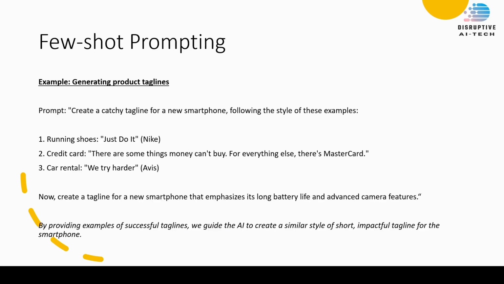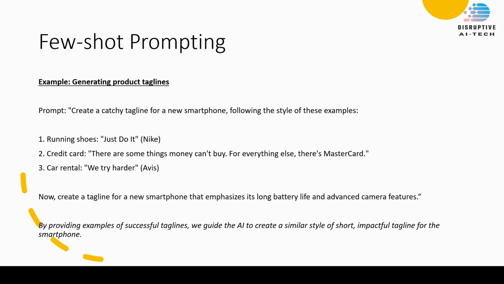Let's see few shot prompting. So in few shot, as I said, we are giving examples. So the AI follows these examples to give the output in such a way that the pattern of output should be like the examples we are giving. In this example, we want a catchy tagline for a new smartphone following the style of these examples. The tagline for the new smartphone that we are going to launch should be like these three examples we are giving. Though it will not give the same as the ones in the examples, it will be something like this.